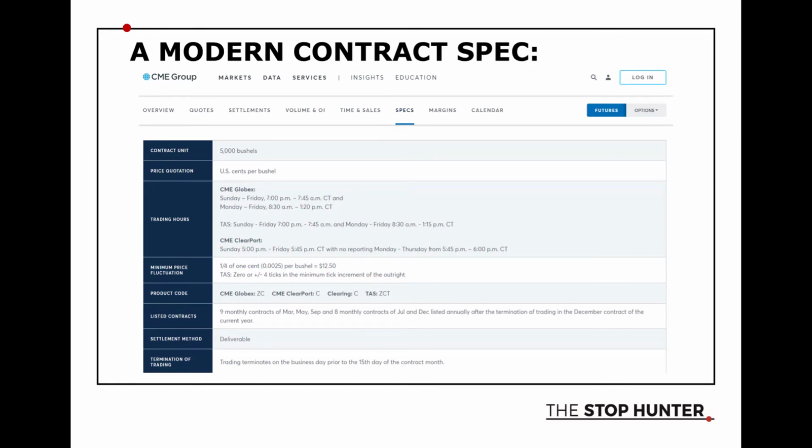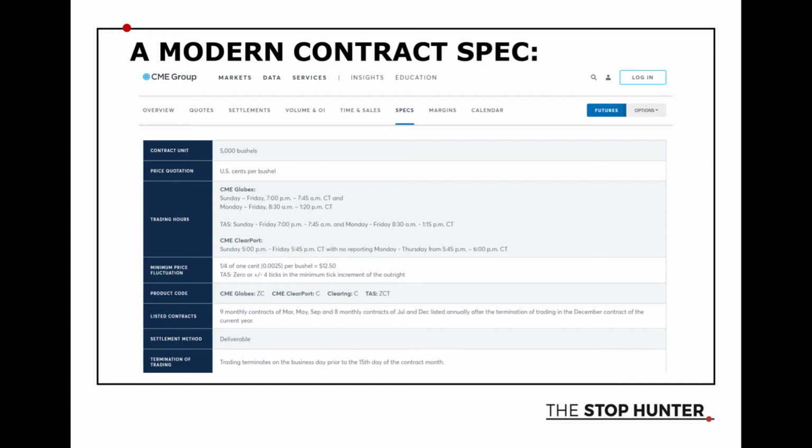This is from the CME exchange, and first up we have corn. Notice its units of 5,000 bushels. It's priced in US cents per bushel. You can see the trading times, the minimum prices, the contracts that you can trade, and the settlement method, saying it's actually a deliverable type of futures contract. So a lot of information. There's more information there on the contract.